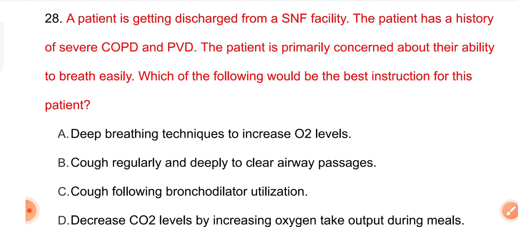The next question is, a patient is getting discharged from a SNF facility. The patient has a history of severe COPD and PVD. The patient is primarily concerned about their ability to breathe easily. So, which of the following would give the best instruction for this patient? COPD means chronic obstructive pulmonary disease. So, in the case of this, what is the primary concern?